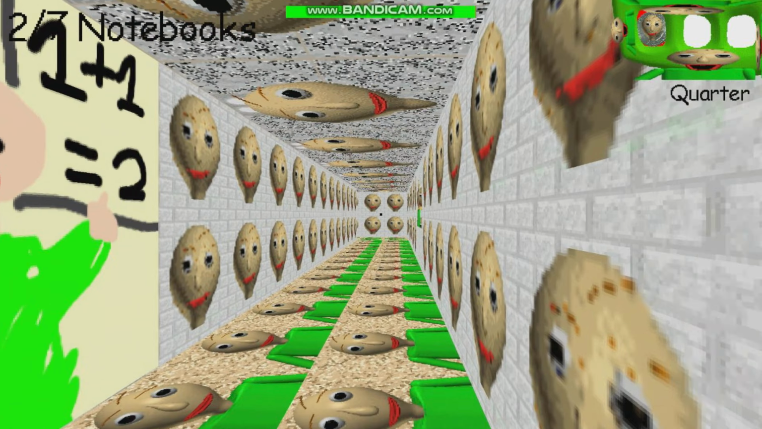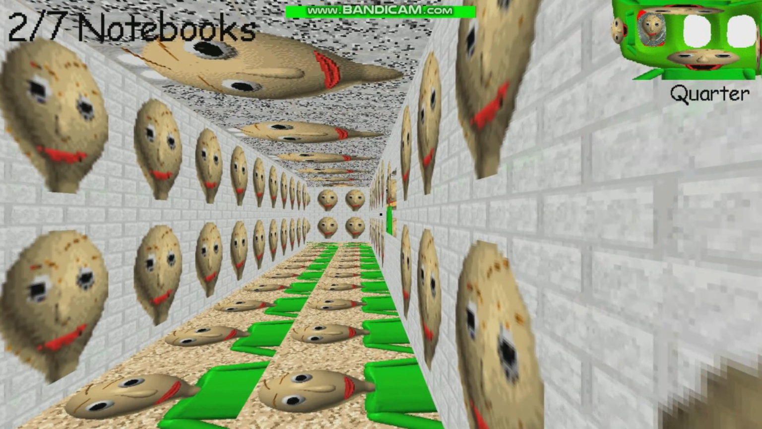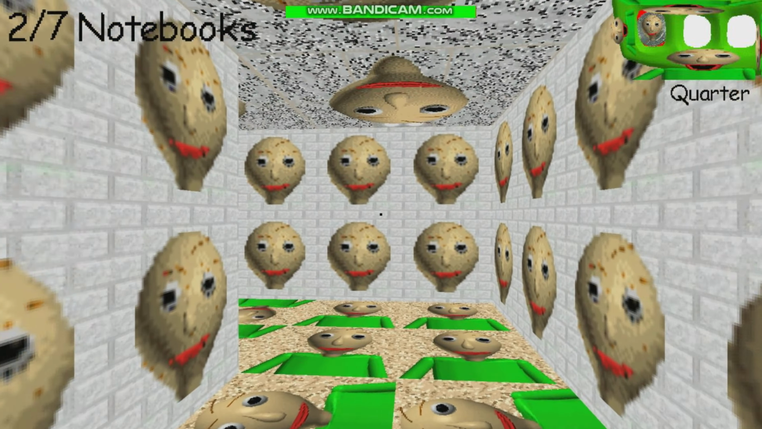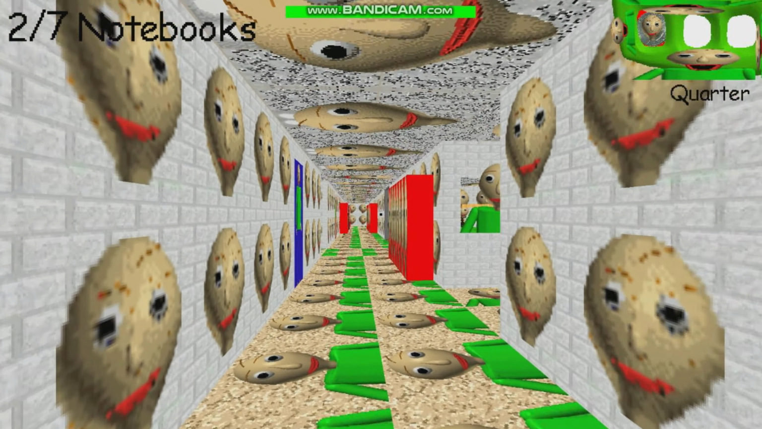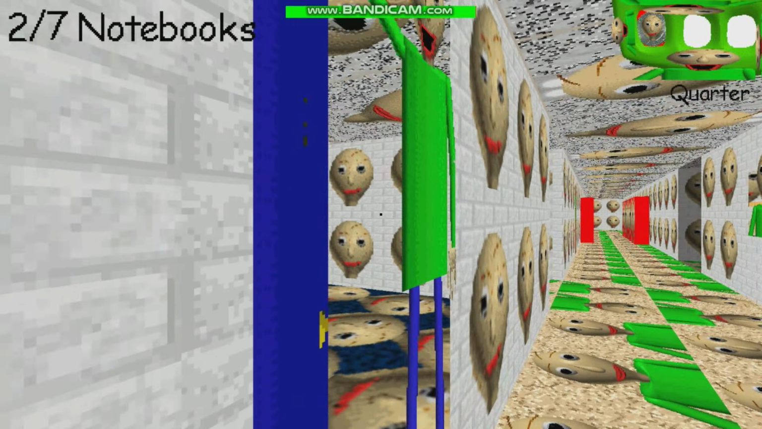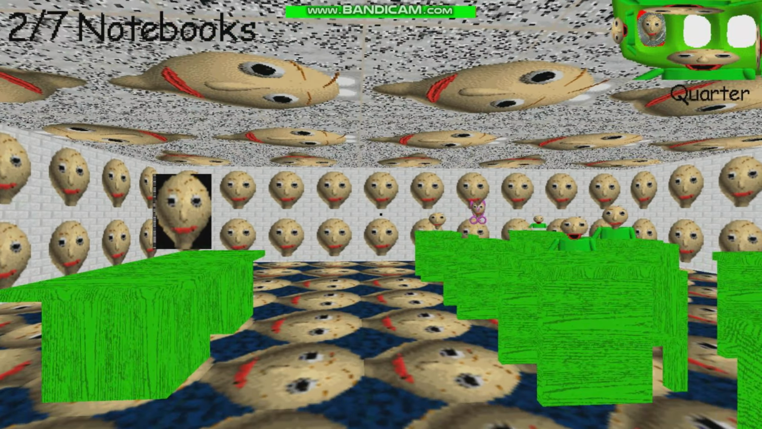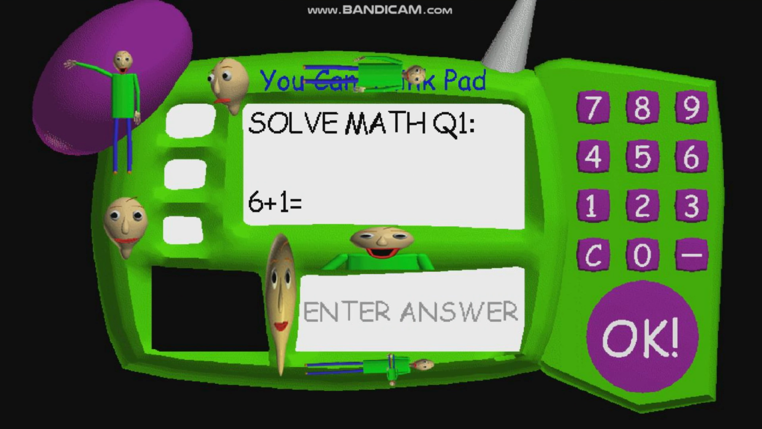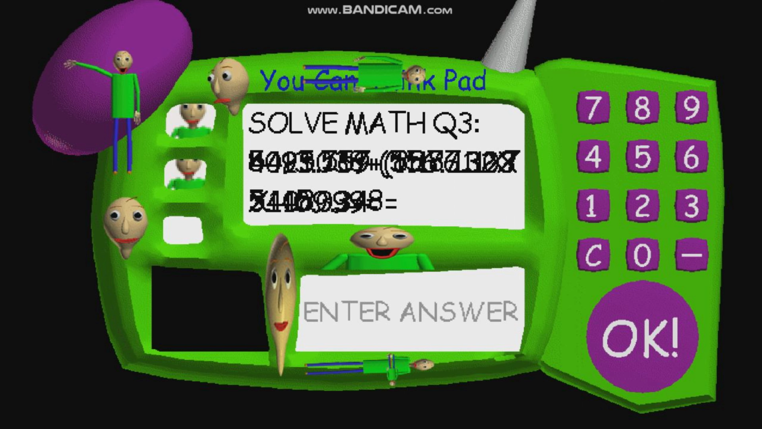Alright, what is... That's cursed. 1 + 1 = 2. No way. Where are the scissors? I need scissors. They should be in here. Baldi scissors! Alright. I love the notebooks sometimes because it's just a little place to stop, regroup, and think about my strategies. 5 - 7 = -2.